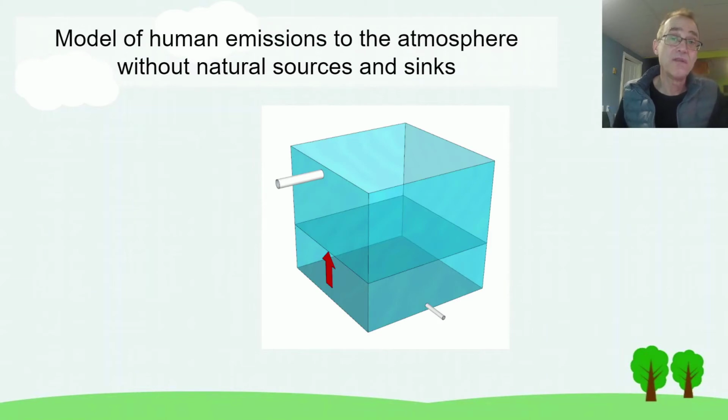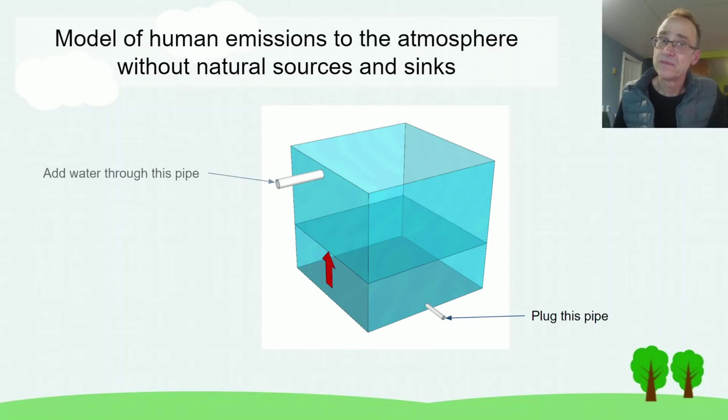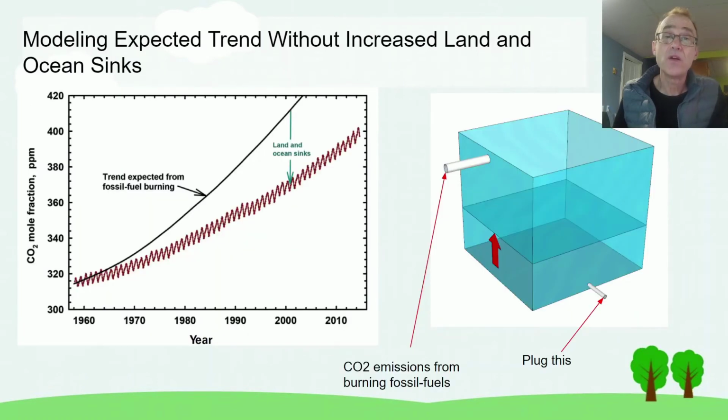Here is a model of the Earth's atmosphere with the addition of fossil fuel burning and ignoring natural carbon dioxide sources and sinks. If you plug this pipe and add water through this pipe, water will rise, right? Just like pouring water into a bucket. If we ignore natural caused carbon dioxide sources and sinks and only looked at carbon dioxide emissions from fossil fuels, this would give us the trend expected from fossil fuel burning that the World Meteorological Organization provided.